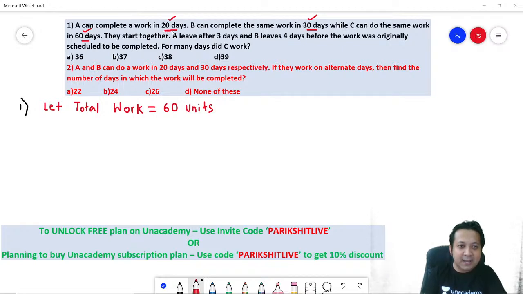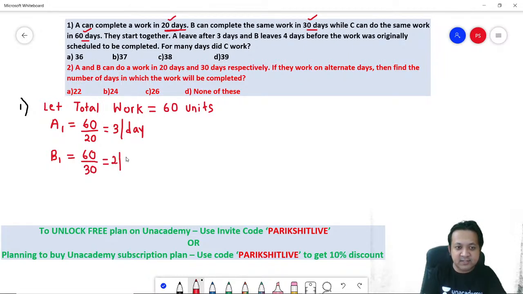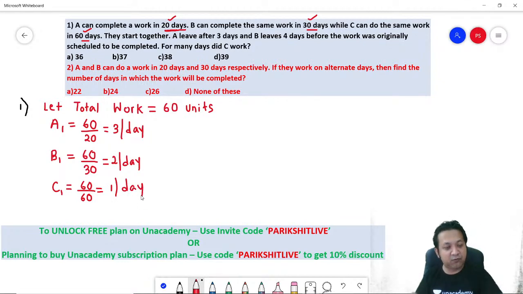Now you know what? A completes the work in 20 days. If A completes the work in 20 days, can I say in one day A would have done 60 by 20, so basically 3 units per day. Correct? What about B? B does the same work in 30 days. So can I say in one day B must be doing 60 by 30, which is 2 units per day. What about C? C does the work in 60 days. So in one day C must be doing 1 unit per day. So I think up till here, it's easy to follow.